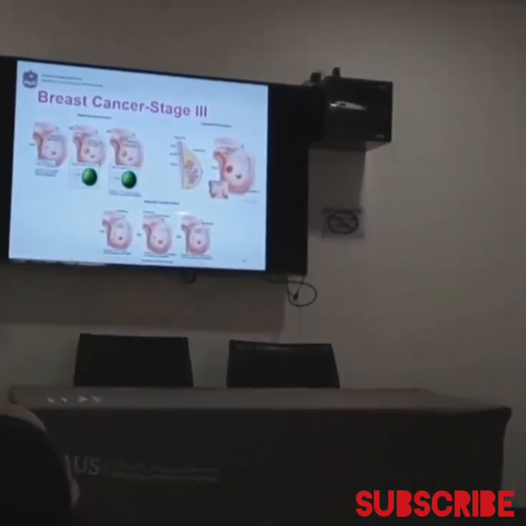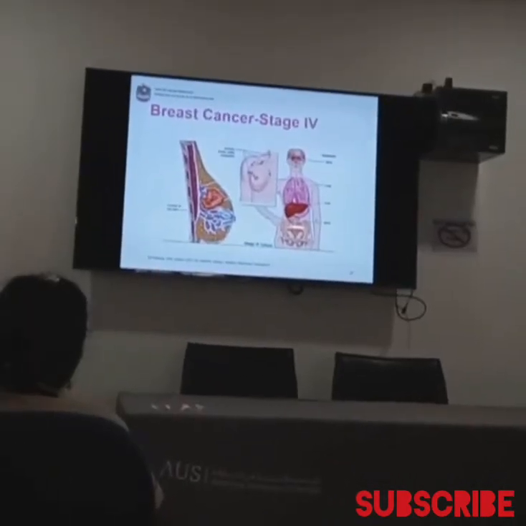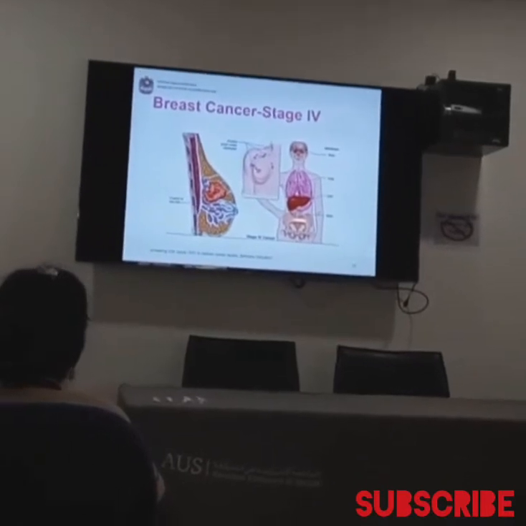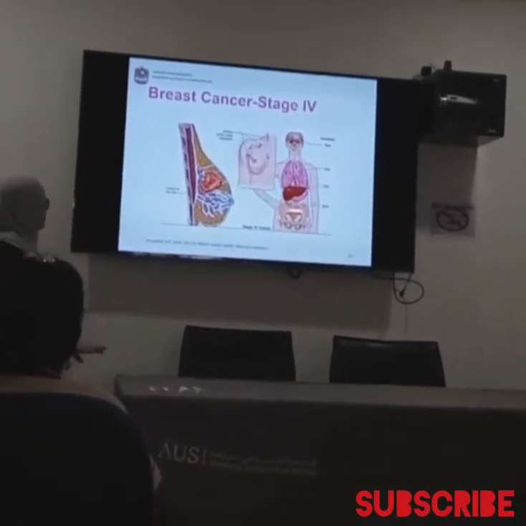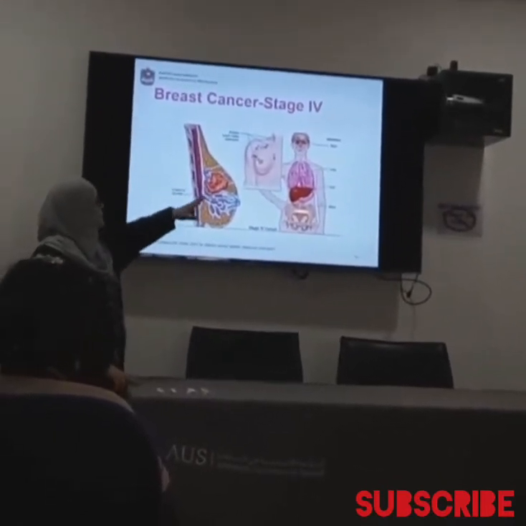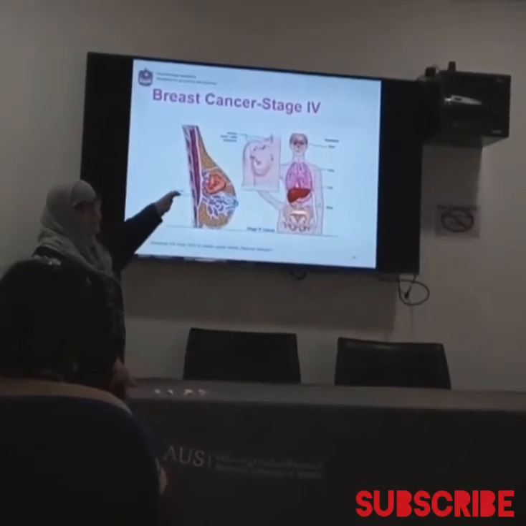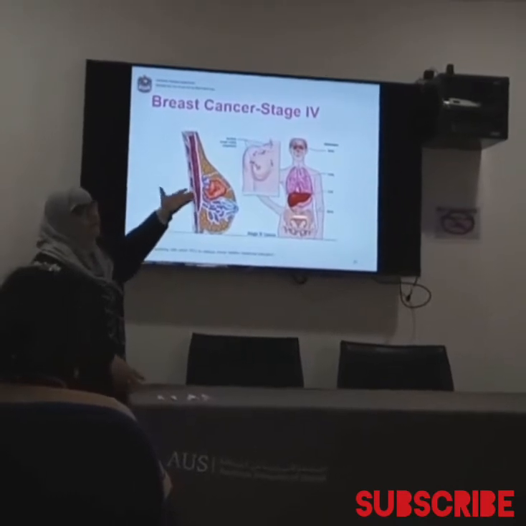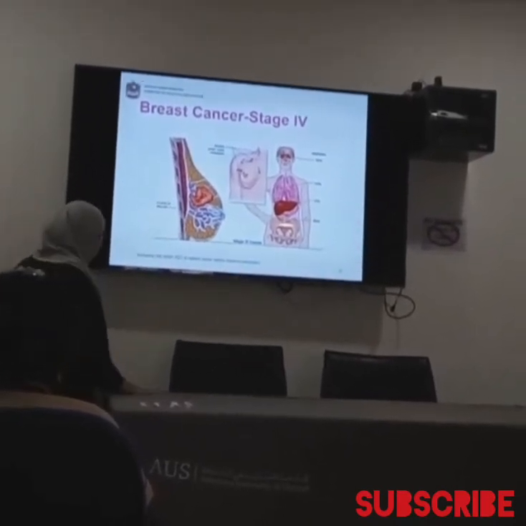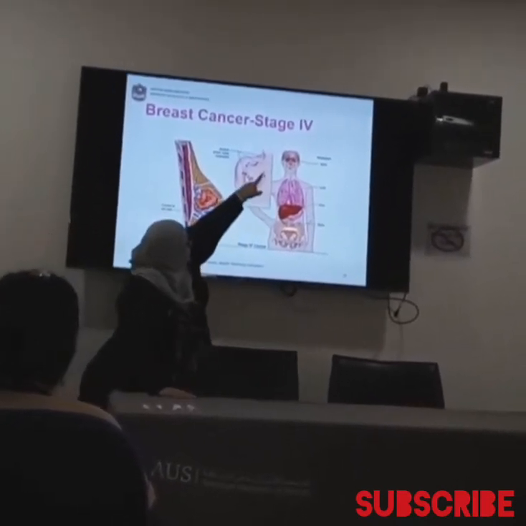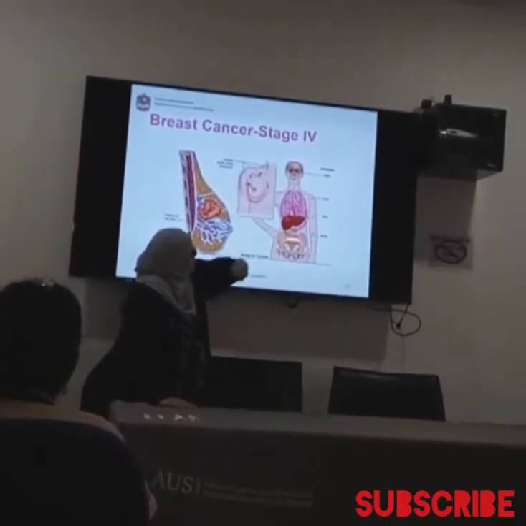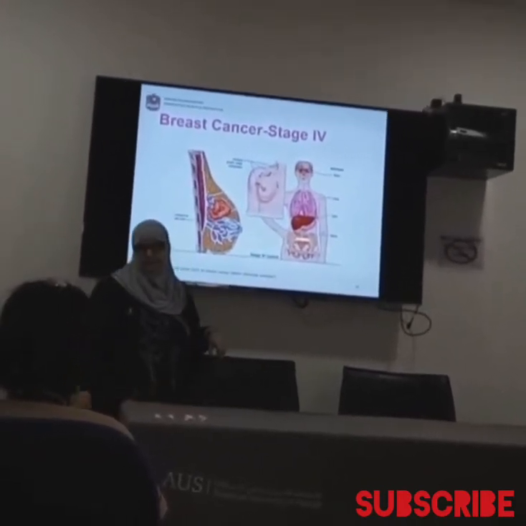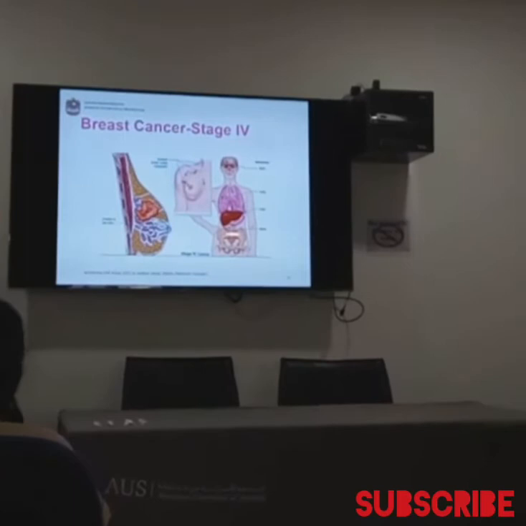Now stage 4, this is very, very dangerous. Why? Because here the tumor could be any size, but the cancer is spreading to other organs: to the lungs, to the brain, to the liver, to the bones. Then we call this metastasis.